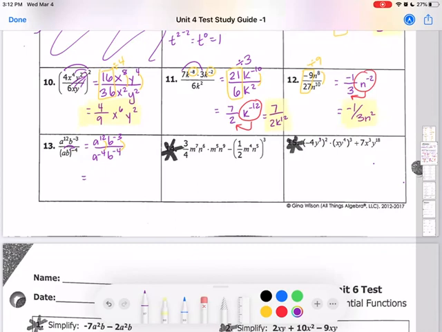So I get a to the 12 minus negative 4. Well, 12 minus negative 4 is the same thing as 12 plus 4. So I'm going to get a to the 16th. And then b, I have negative 3 minus negative 4.